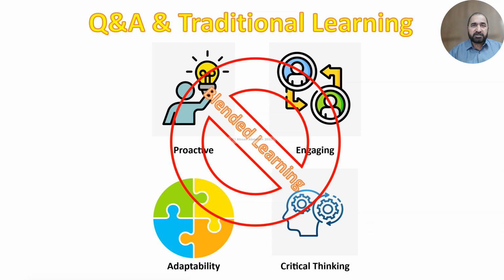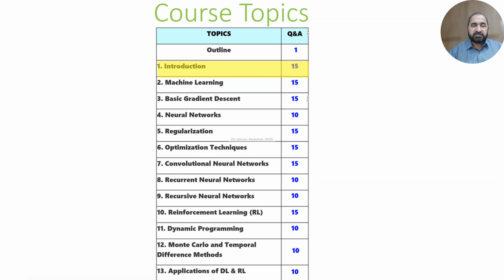So what topics are covered in this course? This is the list of topics, and we are at the first topic, which is introduction, which consists of 15 questions and answers. Now these questions and answers are basically concepts, but since we are following a Q&A based approach, these questions and answers are basically the topics, the subtopics, and the concepts.